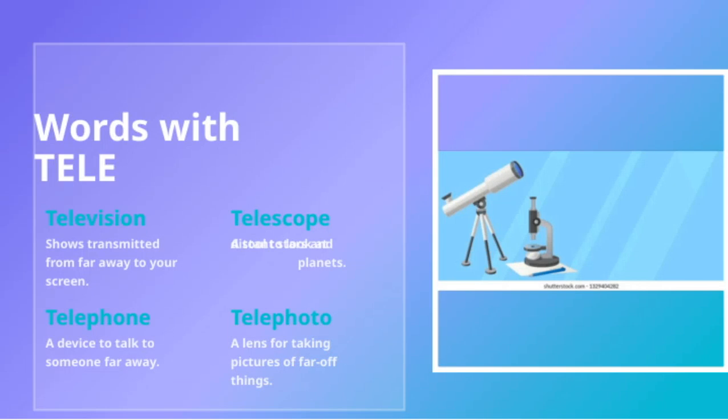Let's take a closer look at some interesting words that start with tele. These words are all about distance and how we connect or see things far away. For example, pictures of far-off places or objects. When you use a telephoto lens, you're able to take close-up photos of someone or something that is really far away. It's like zooming in from a distance.